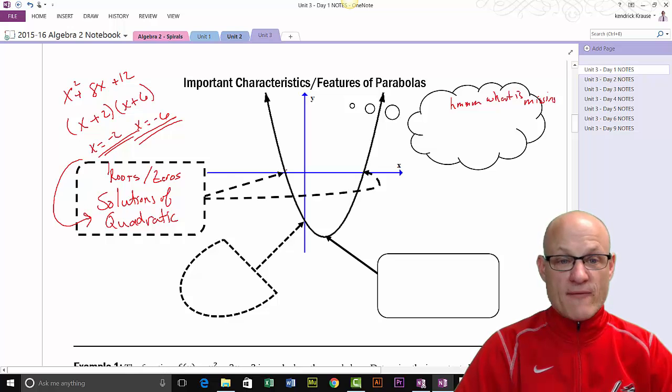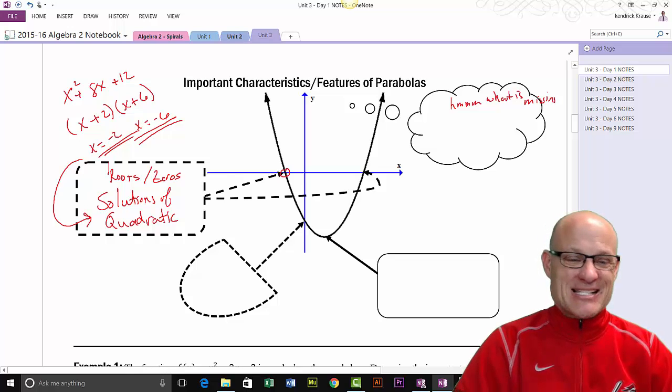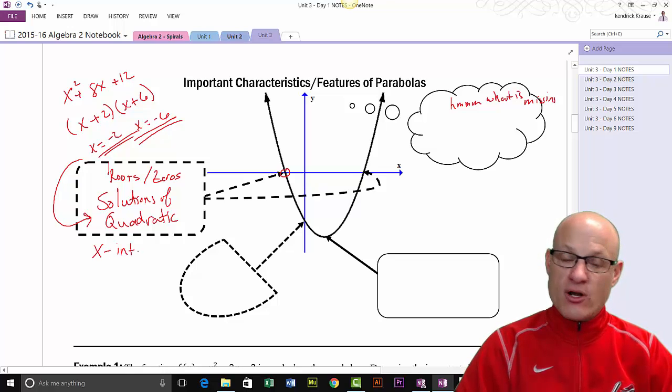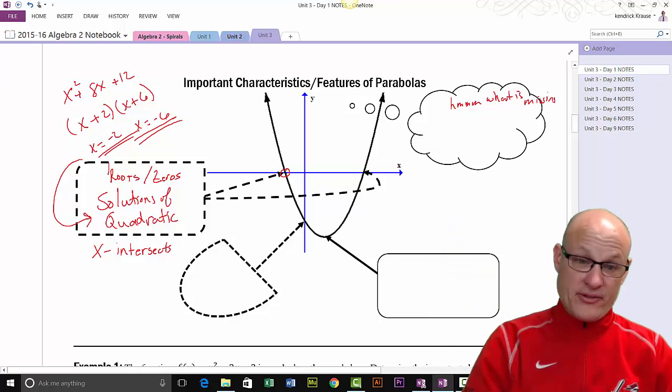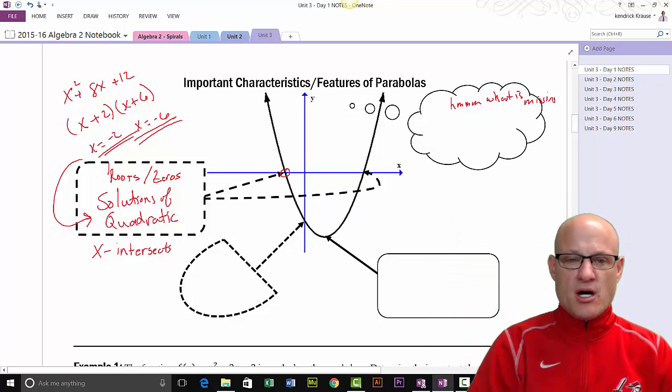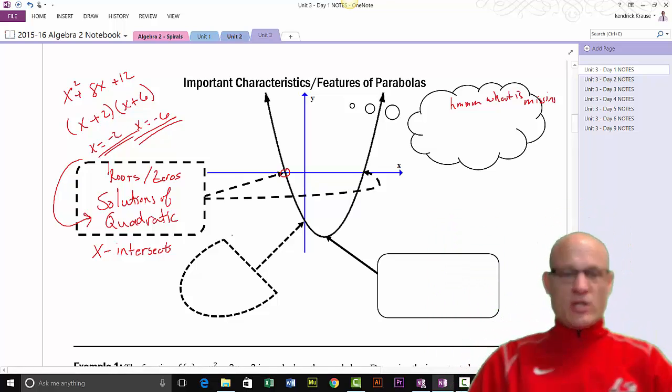And when we're looking at it graphically, it will be the x-intercepts, where it passes the x-axis. And I should not say crosses, I should say intersects, because sometimes it doesn't cross. Sometimes it just bounces right off of it, just hits it once. In the case of our parent function, it only hits it once, which is why there's only one root or zero.